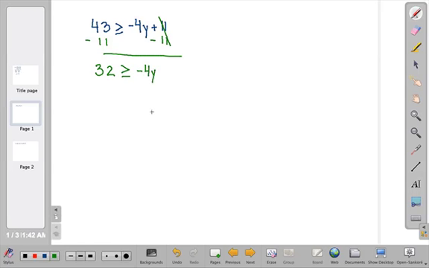Now we're going to start back at the beginning of the questions. What number is on the same side as the variable? Negative 4. What operation is going on to it? We're multiplying. What's the opposite of that? Dividing. So that means that we're going to divide both sides by negative 4.